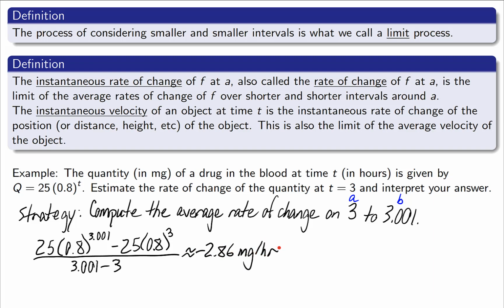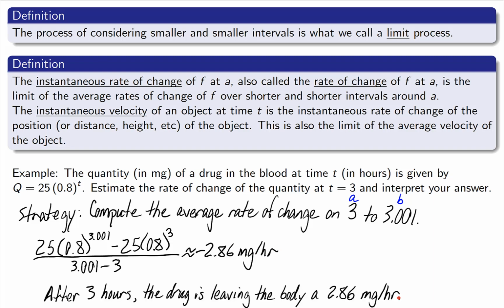So after 3 hours, this is the speed at which the quantity of the drug in the bloodstream is changing. After 3 hours, the drug is leaving the body at 2.86 milligrams per hour. Notice I changed the negative number to a positive number and said it was leaving at that speed.